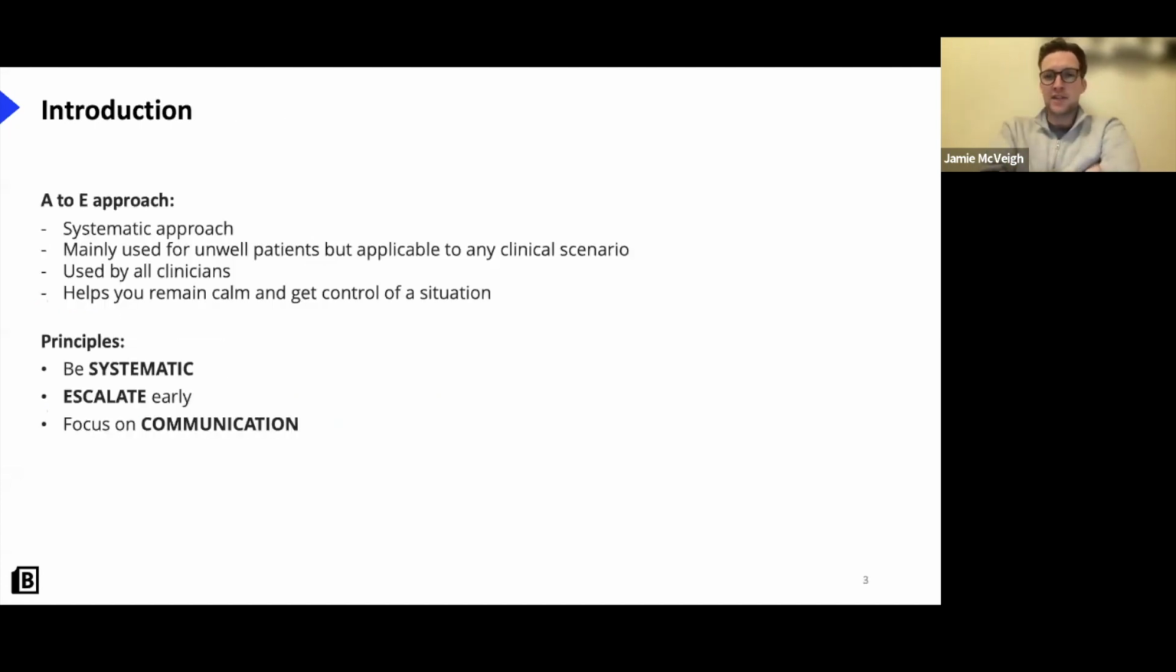So A to E, obviously, is a systematic approach, particularly used in unwell patients. It's really useful, particularly if a patient's really sick or if you're a bit flustered on the wards. It's a fantastic tool to use. Particularly as an F1 or a junior doctor, escalate early. Make sure that you're comfortable in the situation. If you're not comfortable, get help. Patient safety comes first.